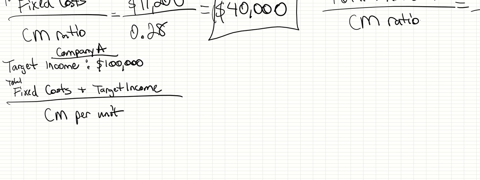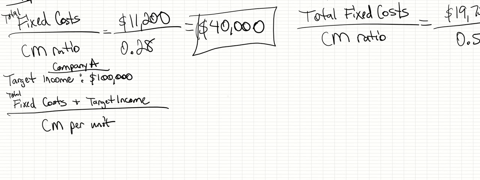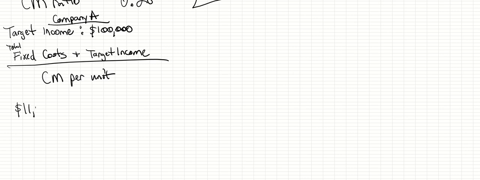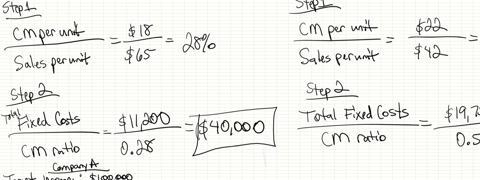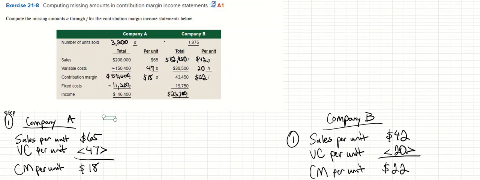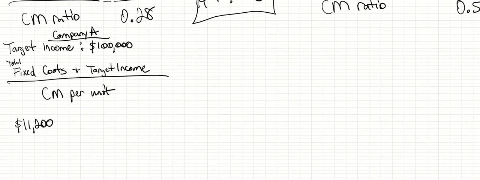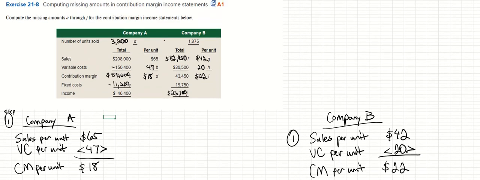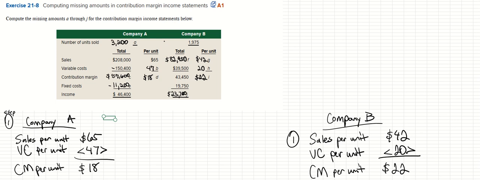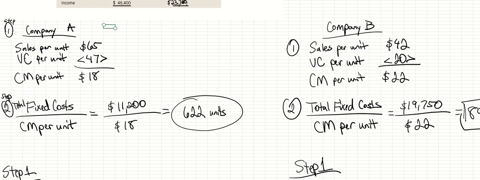All right. So I'm going to do a plug-in. Total fixed costs came out to be $11,200. We can go back up here to the chart so you can see the total fixed costs for company A. It's listed right here, $11,200. And we're going to add $100,000, which is our target income. Then we're going to divide it by the contribution margin per unit, which is displayed here on the chart as $18 per unit. It's also done in step 1 here for company A, $18 per unit.